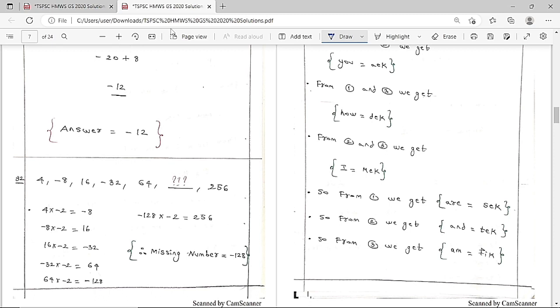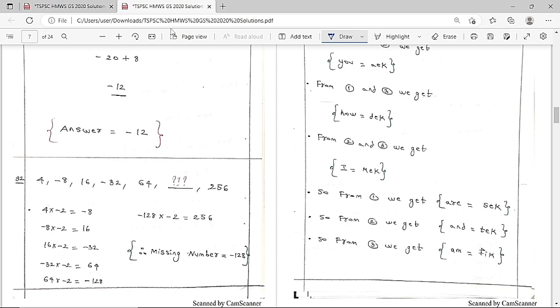So what is the logic here? For every number, if you multiply by minus 2, you get the next number. So 4 into minus 2 is minus 8. Minus 8 into minus 2 is 16. 16 into minus 2 is minus 32. Minus 32 into minus 2 is 64. 64 into minus 2 is minus 128. Minus 128 into minus 2 is 256. So what is the missing number? The missing number is minus 128.